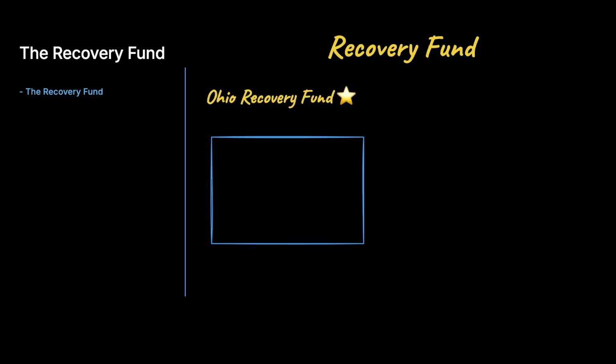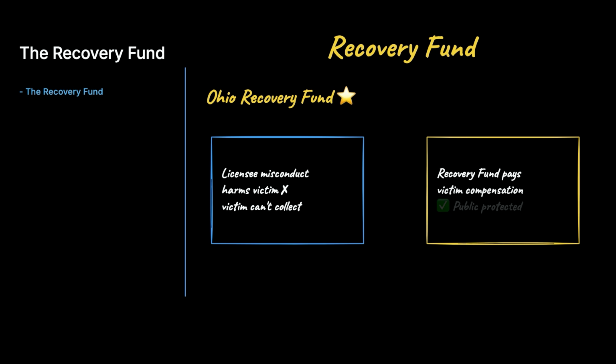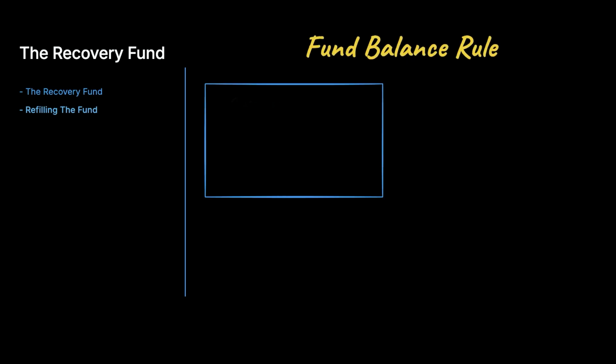Next is the Ohio Real Estate Recovery Fund, a favorite exam topic. The fund exists to protect the public. When a licensee harms someone through misconduct and that victim can't collect, the fund can compensate them. Real estate moves large sums through licensees' hands, so Ohio built the safety net, funded by the industry itself. Let's see how the fund stays full, because the numbers get tested.